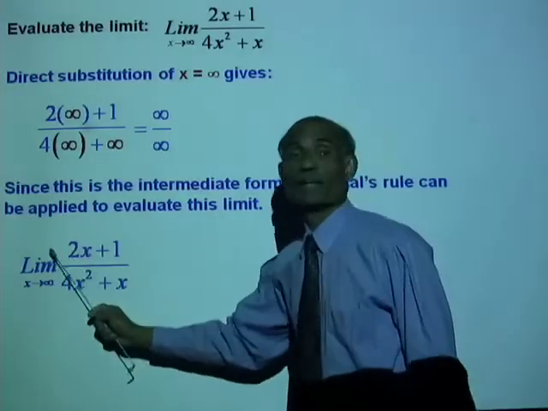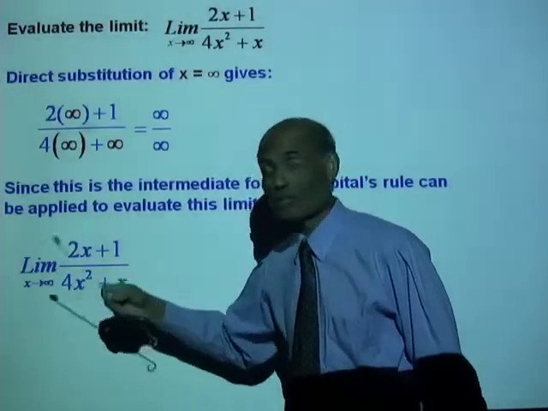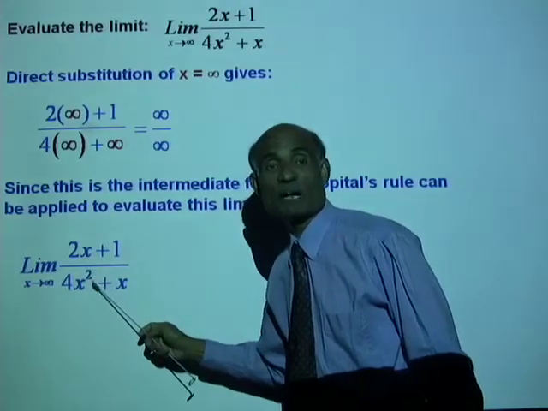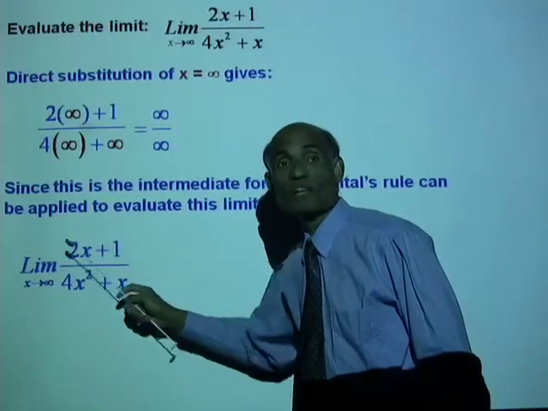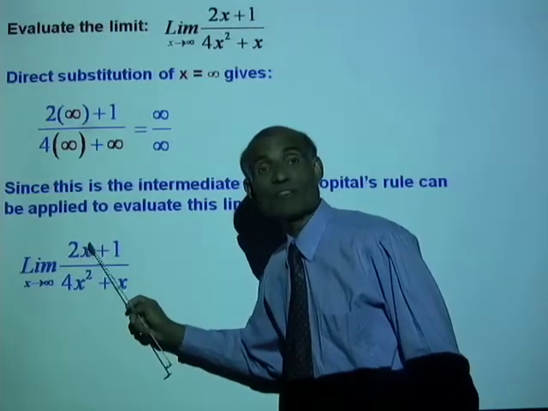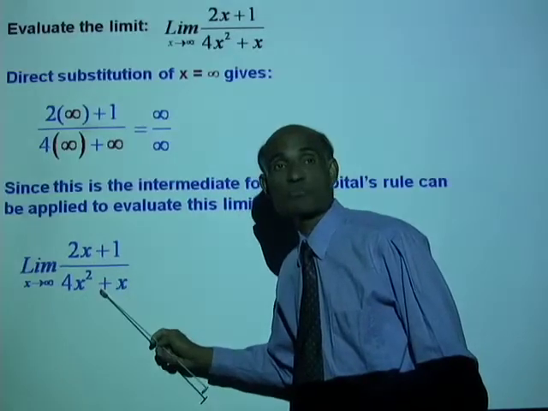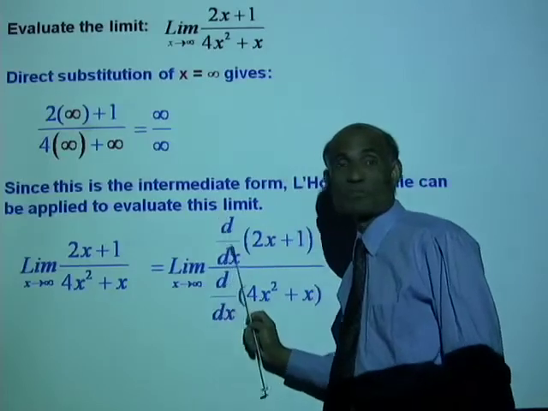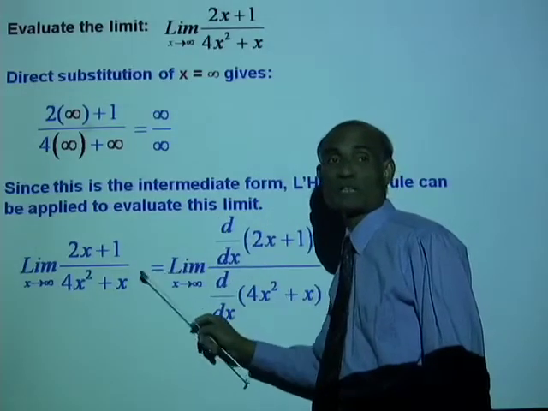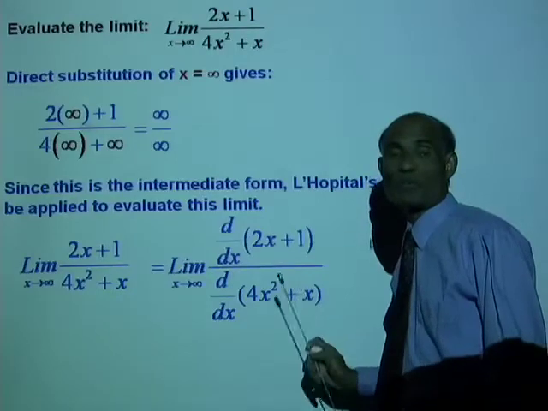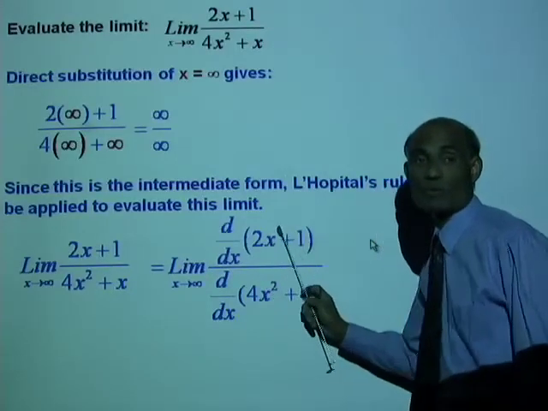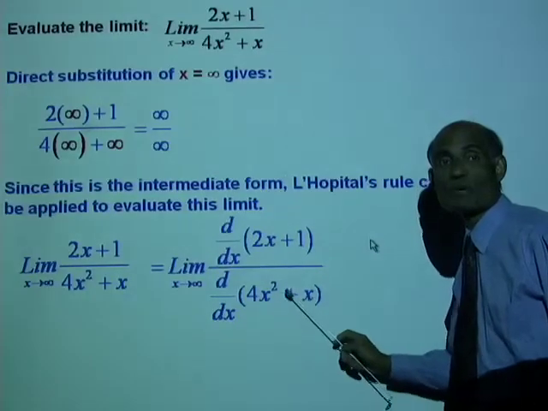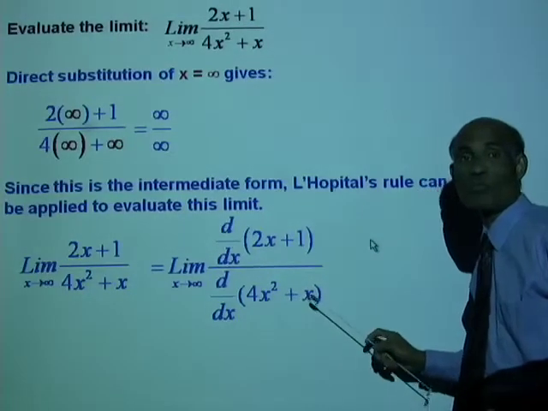And what's that rule? I'm going to repeat it every time. Limit x approaches c, f of x divided by g of x is the same as limit x approaches c, f prime x divided by g prime x. So this will be limit x approaches infinity, derivative of the numerator divided by derivative of the denominator, and that will be 2 over 8x plus 1.